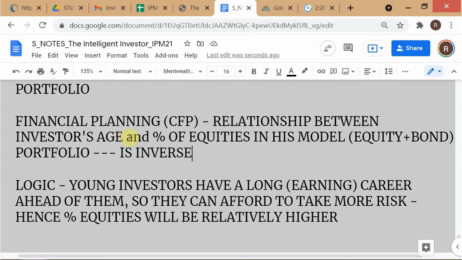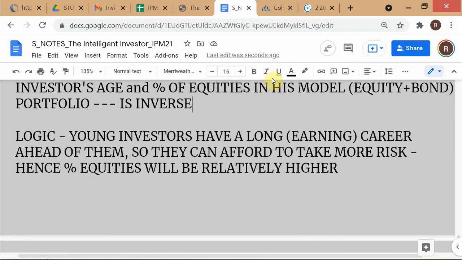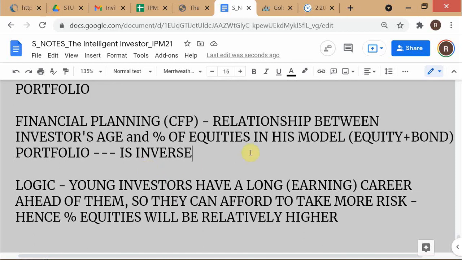So if a young guy comes to you and he's going to be working for a long time, you allow him to invest a very high percentage in equities. But if it's an old man, maybe already a pensioner who is not going to work anymore and only has a pension income, make sure he puts a lot of his money in debt securities. This is a little bit of financial planning logic which you should understand, because people were not really 100% clear about it.